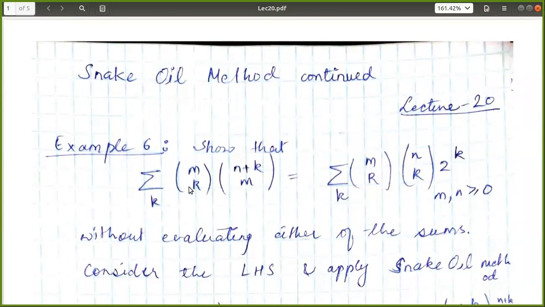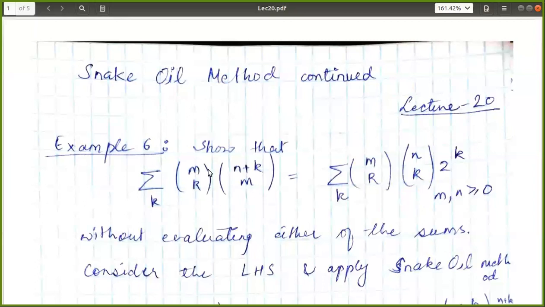And that's precisely what is being asked in the question, that you show these two are equal without evaluating either of the two sums. So in such a case, you apply the snake oil method to this, you apply the snake oil method to this, and you see that the ordinary power series generating functions that you get are exactly the same. So when the generating functions are exactly the same, then of course their coefficients are going to be the same.